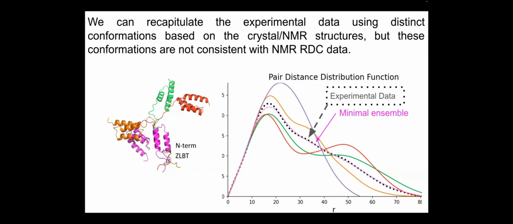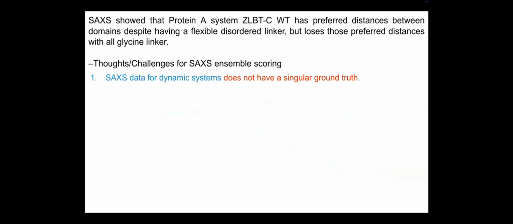And so I want to end my talk with the conclusions from this. One is that I think we showed that SAXS showed that the wild type has preferred distances between the domains despite having a flexible disordered linker, but loses those preferred distances with an all glycine linker.